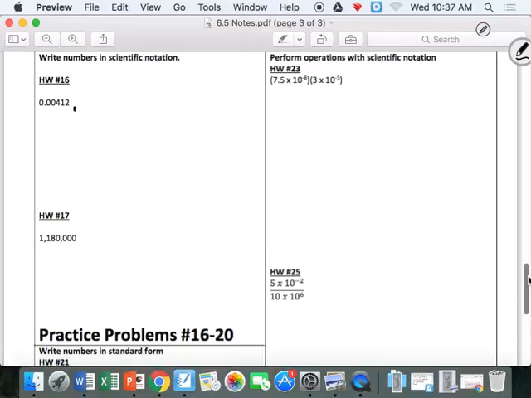Behind the 1. If I move it here, between the 4 and the 1, it's 412. That's not between 1 and 10. It has to be between 1 and 10. That's the first rule of scientific notation. It's got to be between 1 and 10. What is scientific notation? It's just a way to write numbers down.